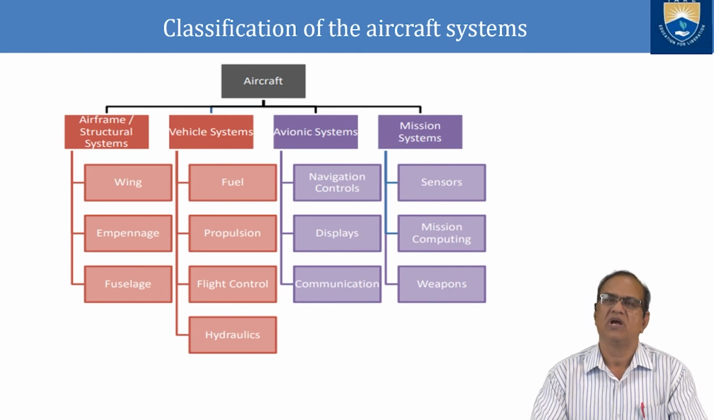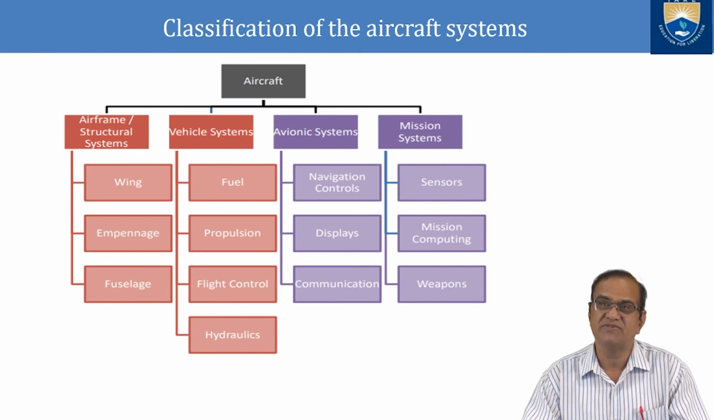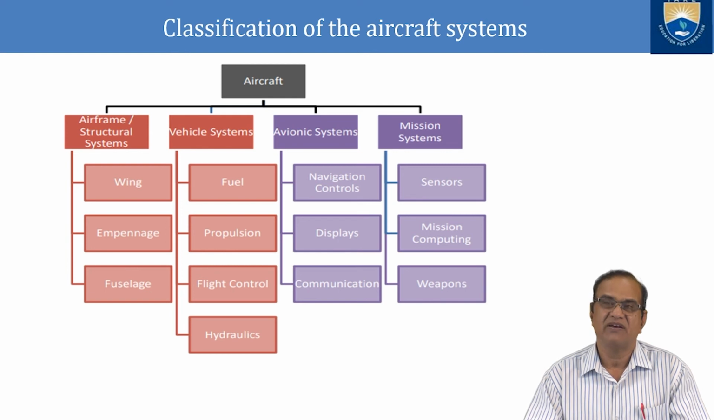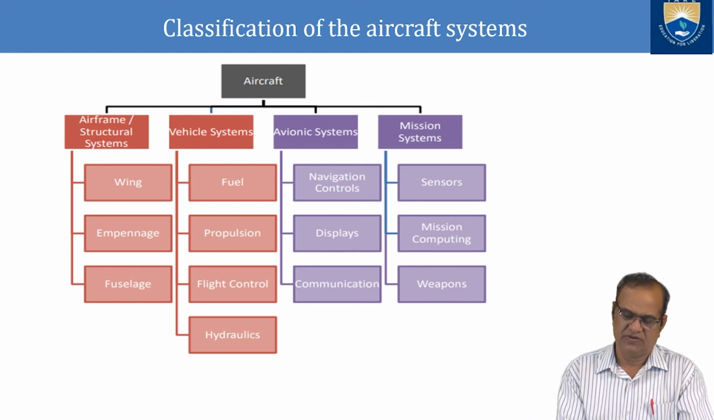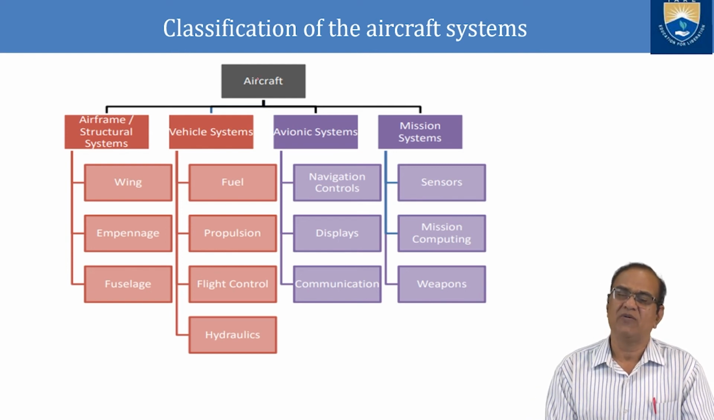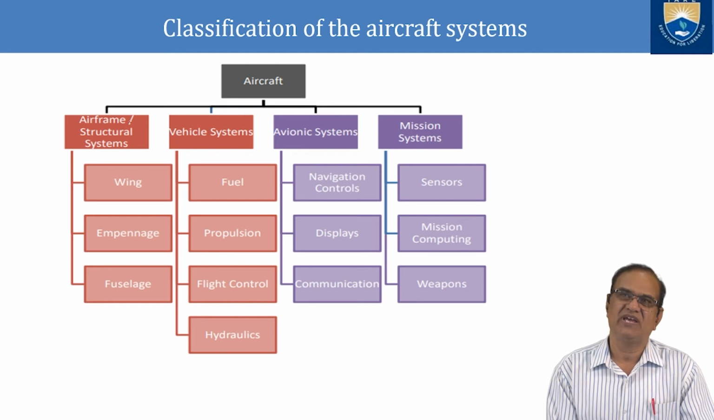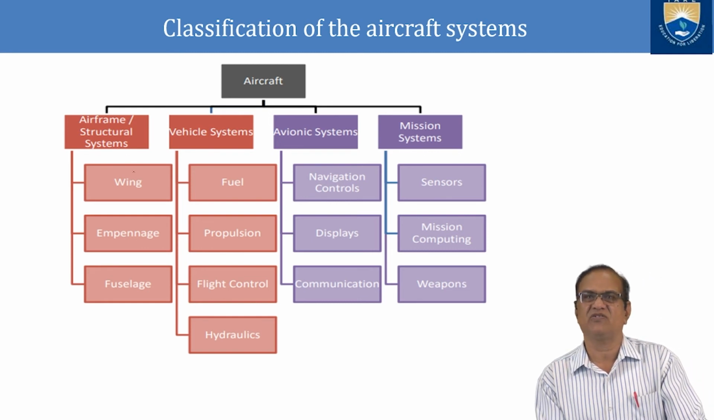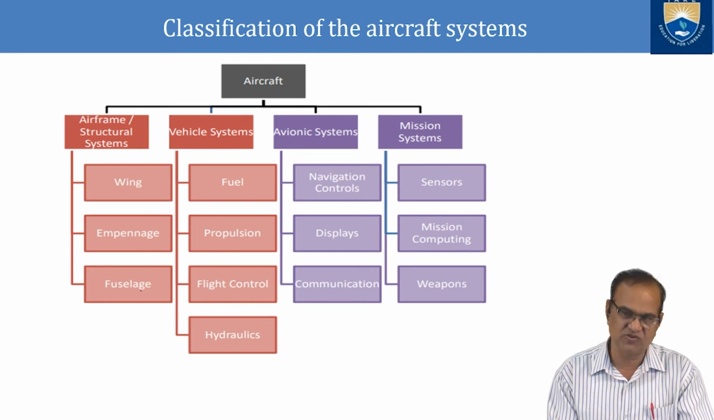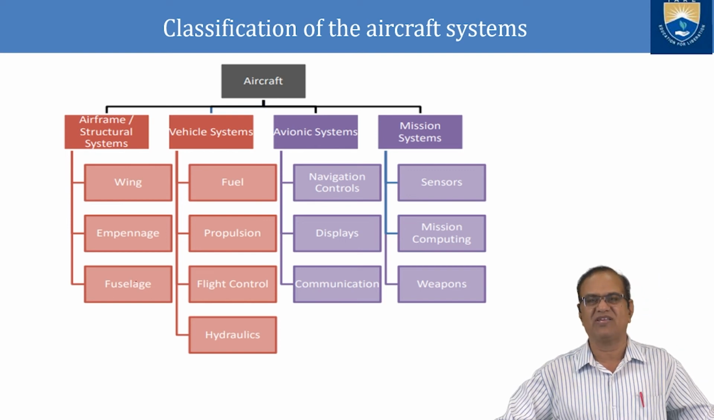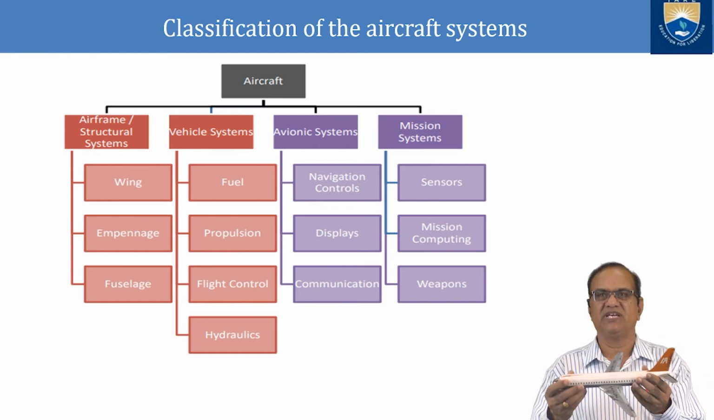Now, classification of the aircraft systems. We can divide the aircraft into different classifications. You can see the aircraft here. We have the airframe and structural system. We have the wing, empennage, and the fuselage. So I will talk about it here. This is your airframe.